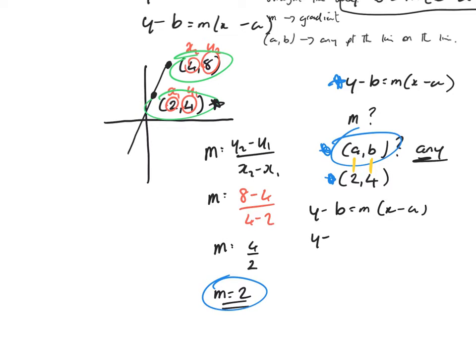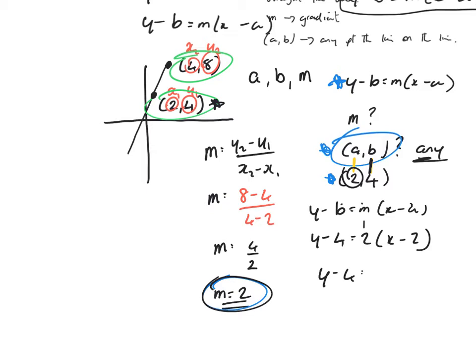So y minus, well, the three things we need here is we need a, we need b, and we need m, and we sub them into here, here, and here. So what's b? Well, there we go. B is equal to 4, so it's y minus 4 equals, what's the gradient? The gradient is 2, so m is equal to 2, bracket x minus what's a is equal to 2.